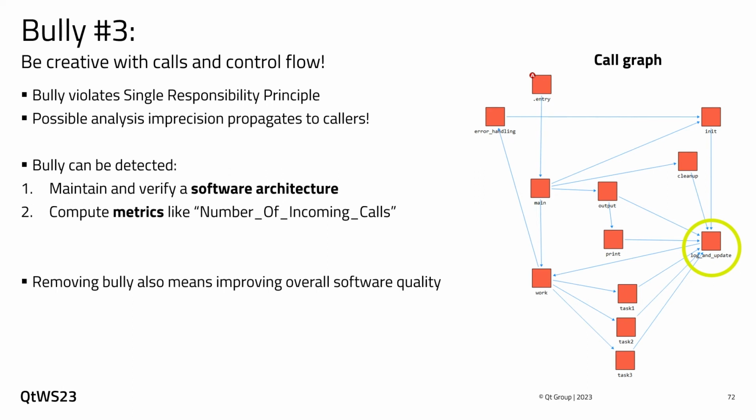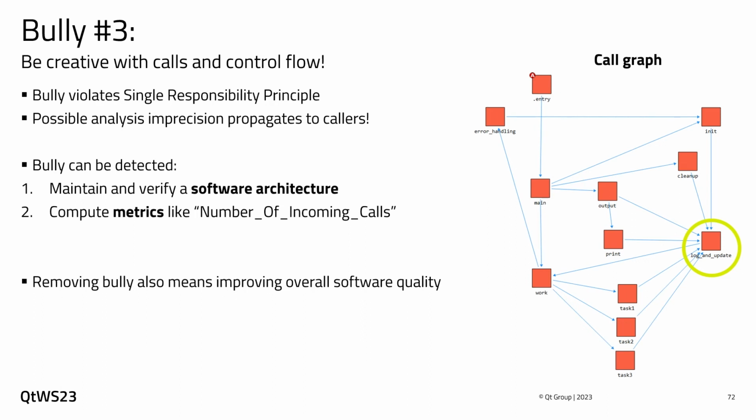What can you do about it? You can actually verify and maintain a software architecture, because in a software architecture, you would see you have this function which is also used by all the other stuff. And if you verify that, then you see this already in your architecture. There's something missing here. There's something strange going on. This looks a little bit strange in your architecture.